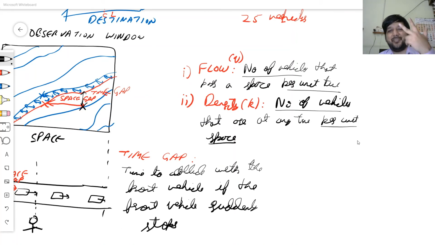So there are three variables: space, time, and number of vehicles. If you want to study the effects of two, you'll have to keep the third as constant. So flow is number of vehicles per unit time for a constant space, and density is number of vehicles per unit space for a constant time.